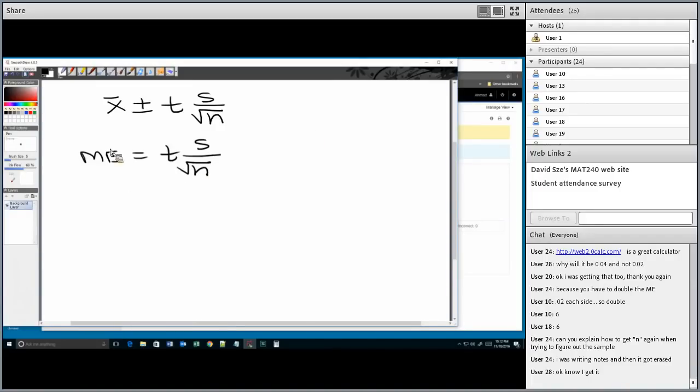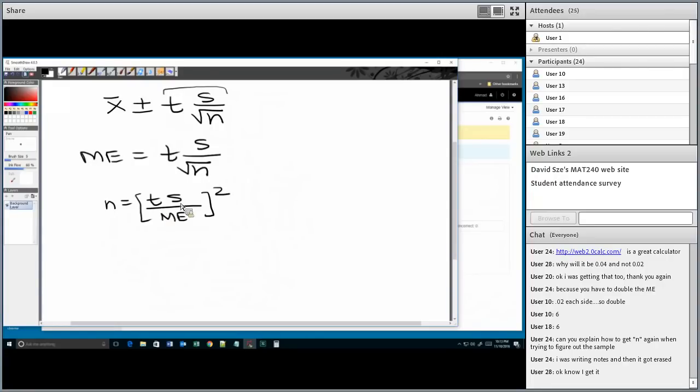So when we have the mean, this is the equation, right? This whole thing is the margin of error. So I'm just going to rewrite it here. ME equals t times s over square root of n. And all you have to do is solve for n in this equation. When you solve for n, you're going to get t times s over ME, and you're going to square it. Does that make sense? You just bring this here, and square it.